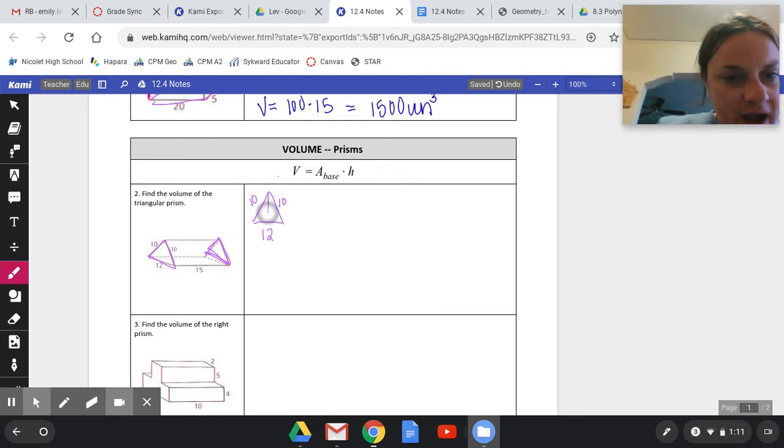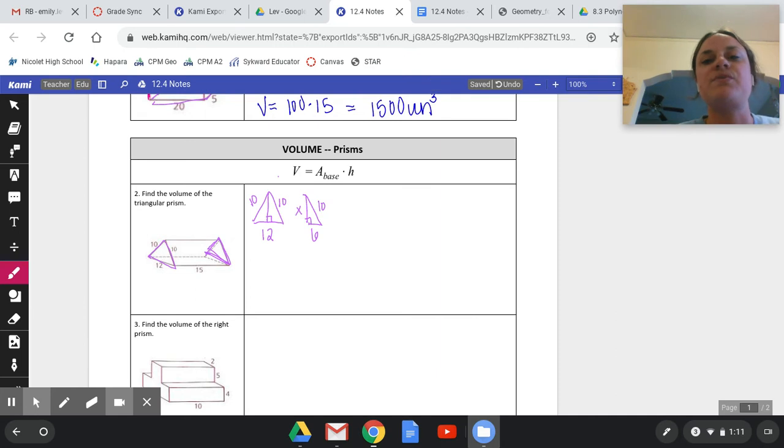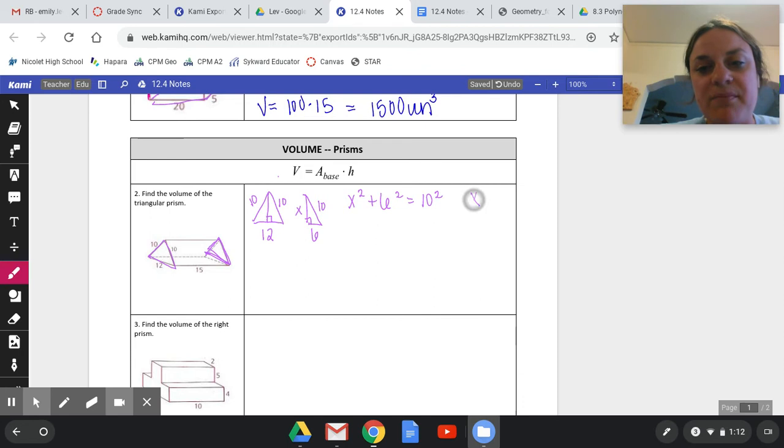So I need to find the height of that. So I'm going to break it in half, which would give me this right triangle that has a hypotenuse of 10 and a base of 6. And I'm going to call this length there x, which is what I'm looking for. I could do the Pythagorean theorem. Also, I know that this is a Pythagorean triple, right? So I could say x squared plus 6 squared equals 10 squared, and solve that. But also it's a Pythagorean triple. So x is equal to 8.